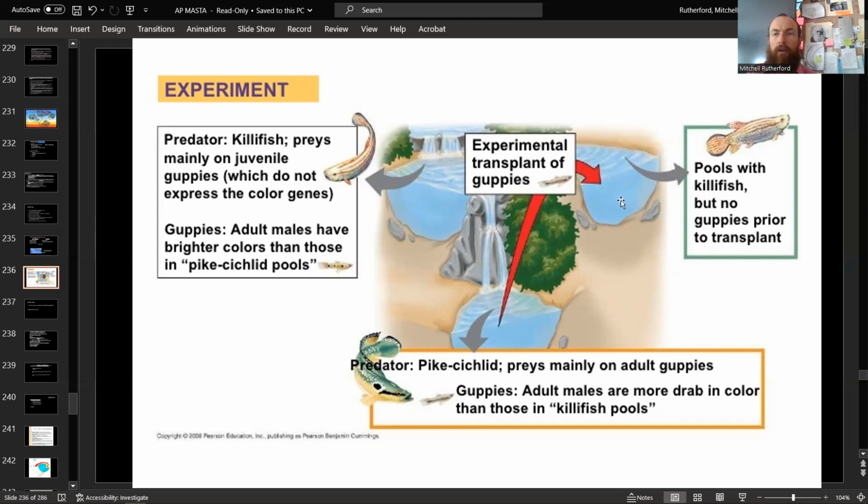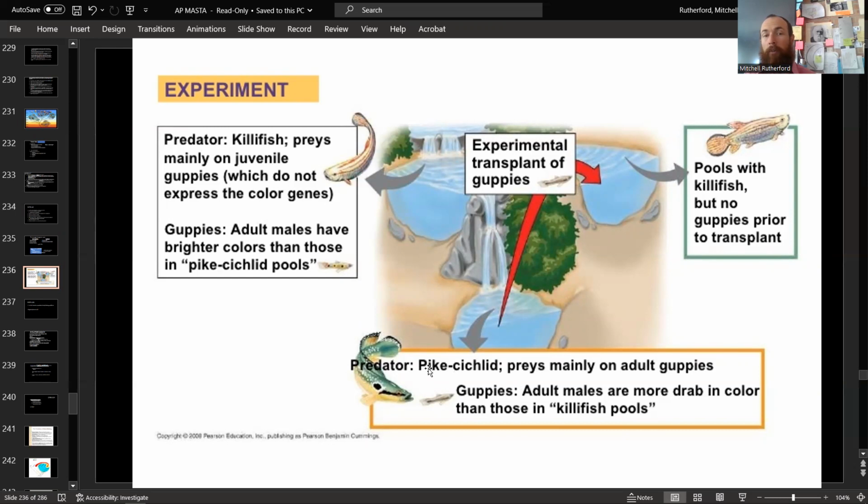So then if you take those and you put them in the pools with the killifish, but no guppies before, then the predator in a different place here preys mainly on the adult guppies, and the adult males are more drab in color, those in the killifish pool, because as adults, they get color over here because their predator is killifish, which is only eating the guppies.